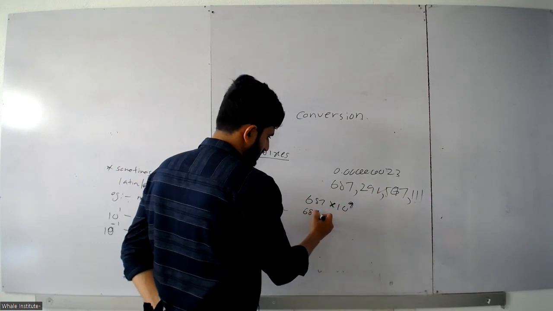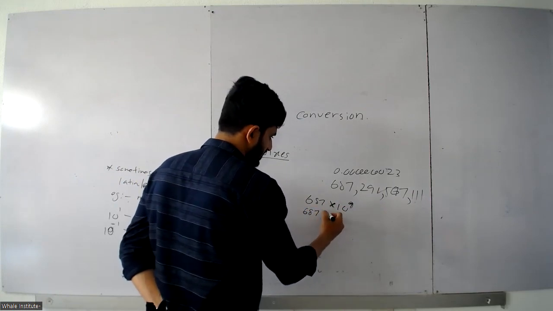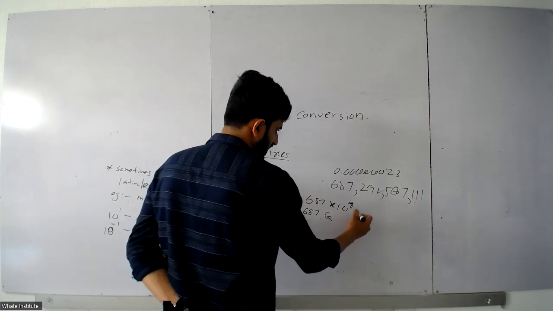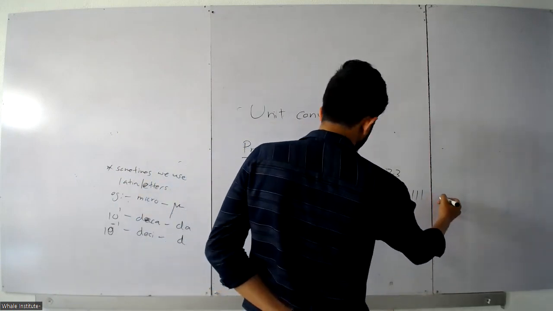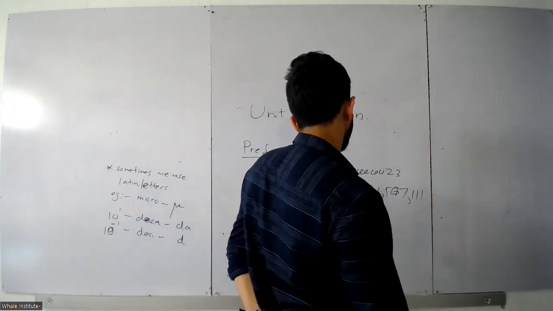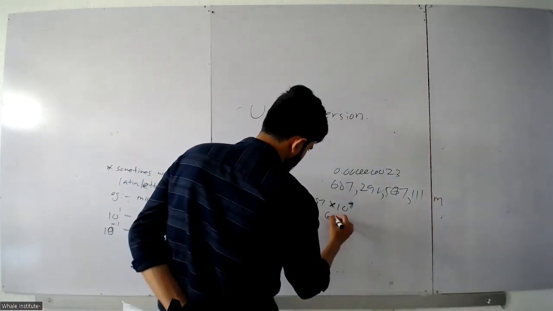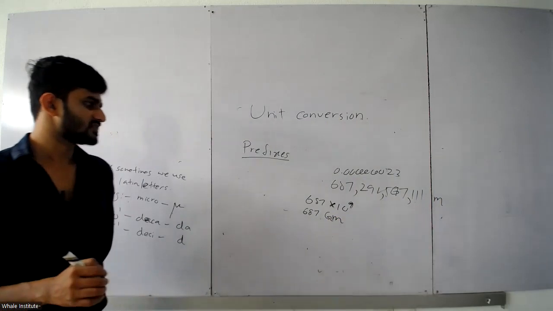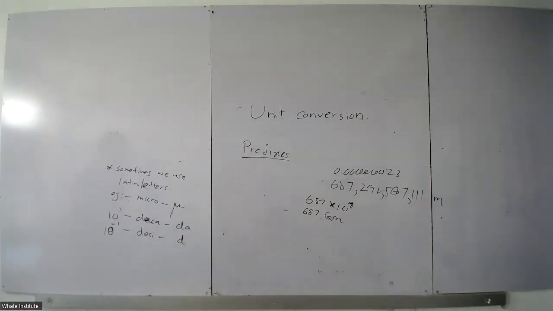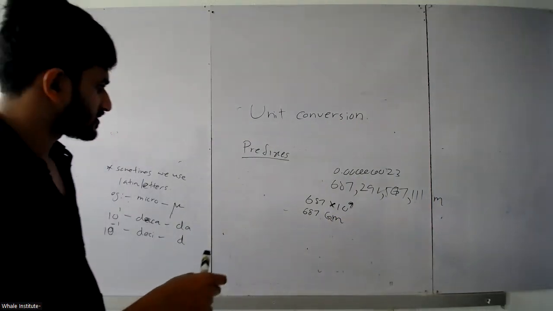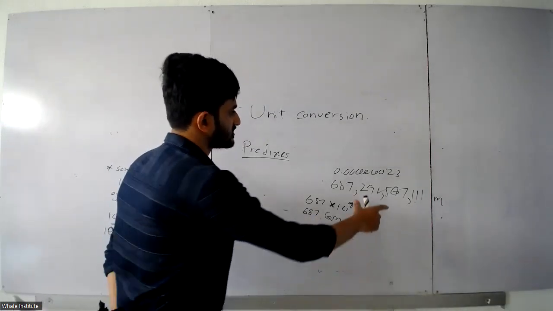So I can write 687 giga, and if it's a length, meters, we can put meters here, gigameters, right? 687 gigameters. So see how simple it is to use it like this.